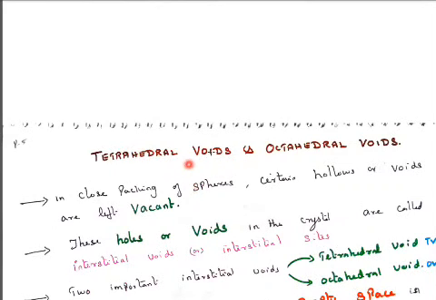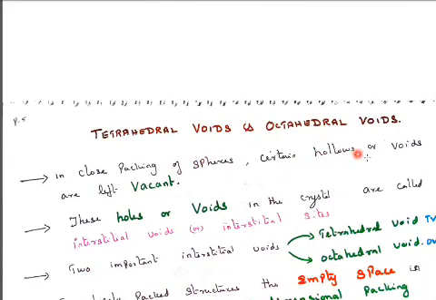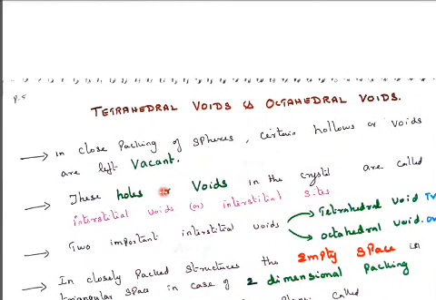Welcome back, students. Tetrahedral voids and octahedral voids. Let us see in this session. A void is nothing but a vacant space, also called a hollow space. In close packing of spheres, certain hollows or voids are left vacant. That is called holes or voids, that is, interstitial voids or interstitial sites.